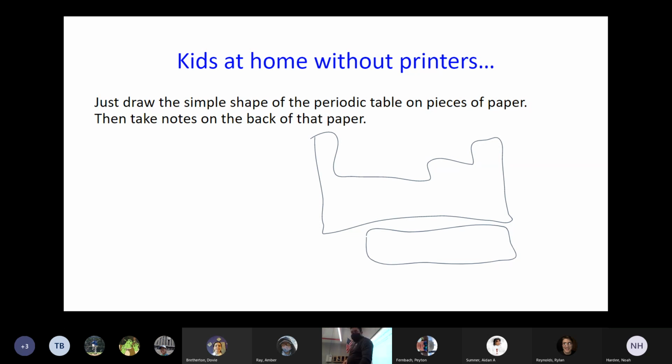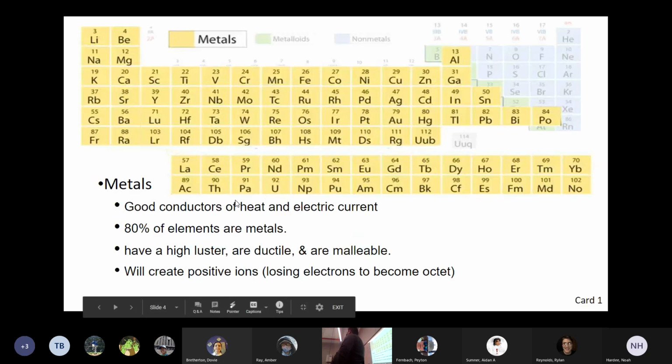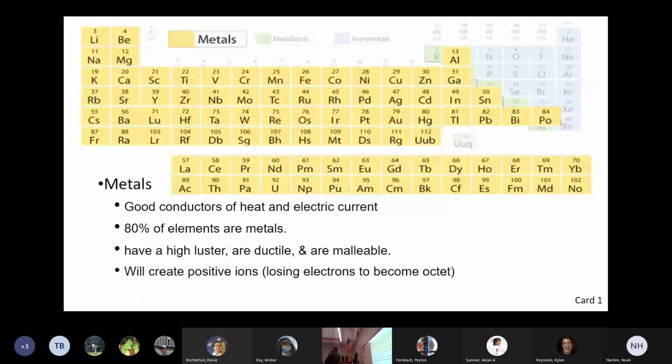All right, so the very first part of the periodic table we're going to focus on is the metals. So metals are the first part of the periodic table. So on this part, I'm going to ask you to color in all of these. All of these that are yellow.